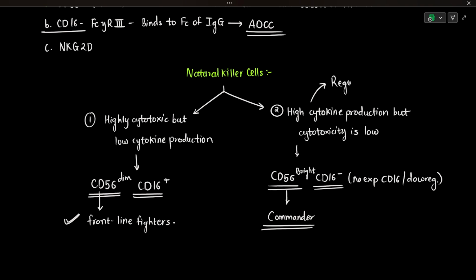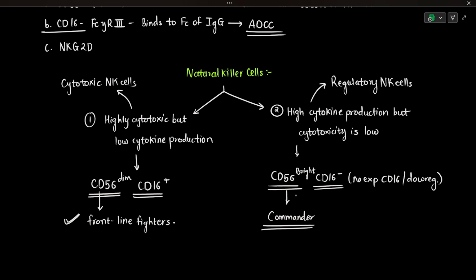So they are also referred to as regulatory natural killer cells because of the high cytokine production, whereas these cells are referred to as the cytotoxic natural killer cells because they are actually going to do the job of killing. Whereas these are only handing out commands, only assigning the roles to the other natural killer cells as well as other immune cells besides natural killer cells, such as macrophages or neutrophils. Okay, so those are the two subtypes of natural killer cells.